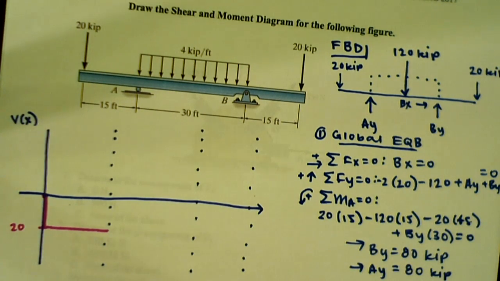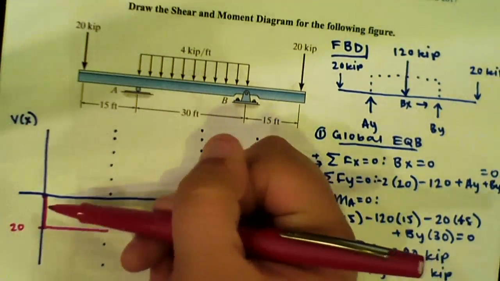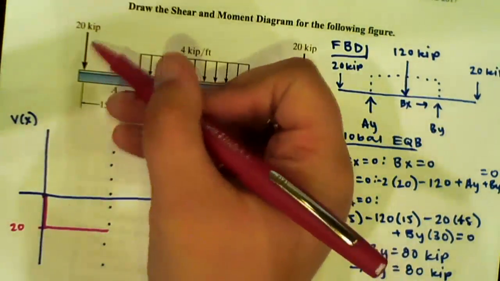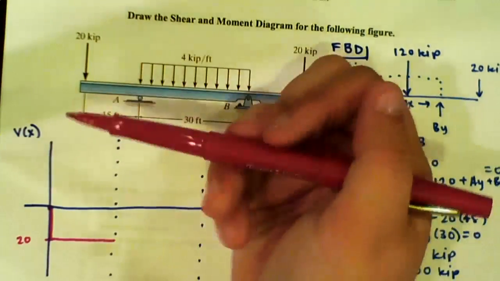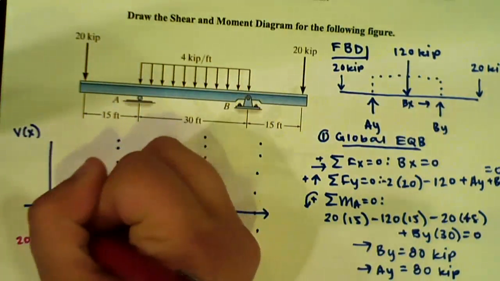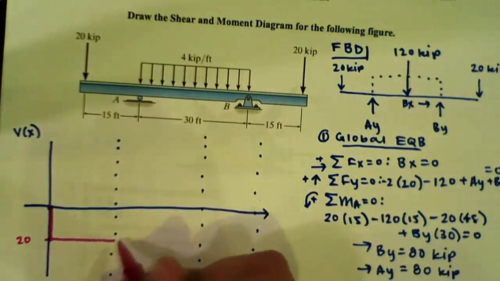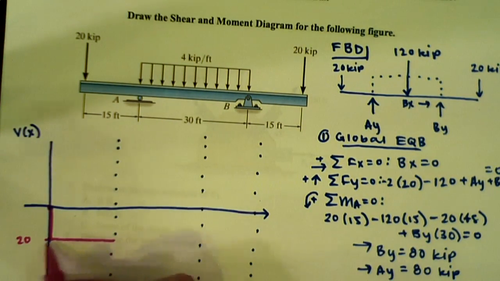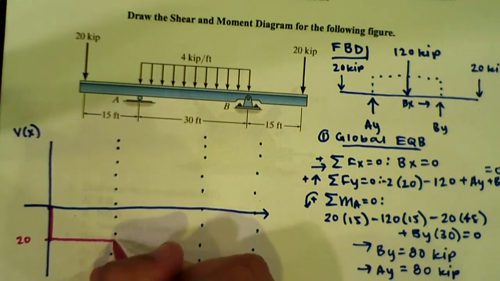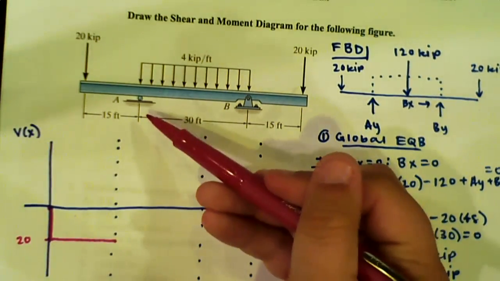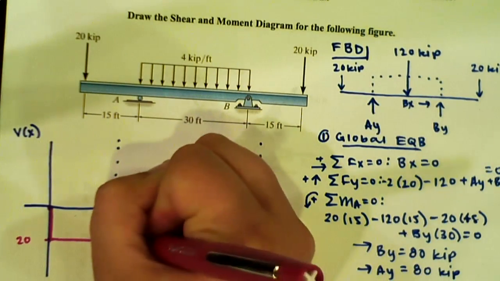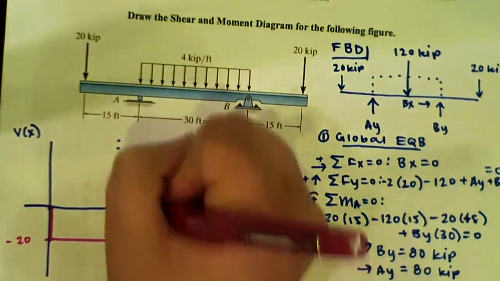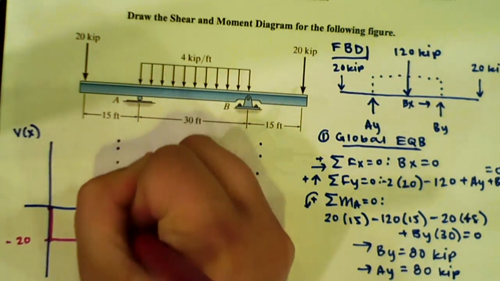Okay, now we can go to our shear moment. So like I was saying, at a point source, it's going to go down or up that much. So here, we have our 20 kips going downwards at the end. So it's going to go down 20 kips. And from there, there's nothing else affecting it until A, so it's going to stay constant until A. But at A, we have our reaction, and that reaction is 80 kips going upwards. So we know this is going to jump from negative 20 all the way up to positive 60.